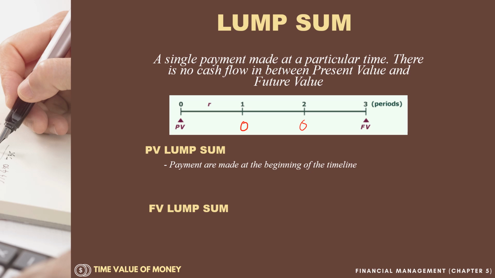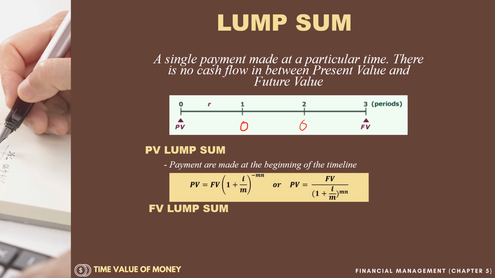Now, to solve for the present value lump sum, we have here two options. First option is PV is equal to FV multiplied by (1 plus I over M) to the power of negative M times N. Or you can also use PV is equal to FV divided by (1 plus I over M) to the power of M times N. Now, the two equations here will have the same result. It just looks different because of the transposing effect of the variables.